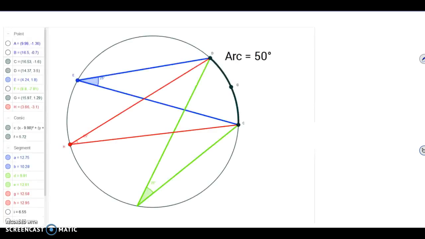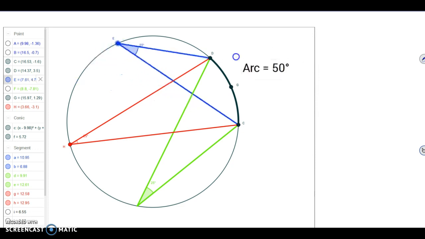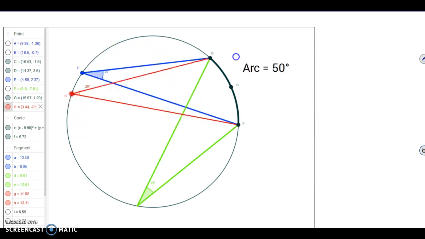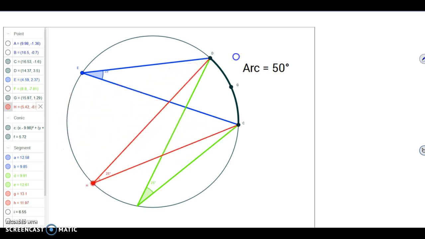Same idea here. Here's just a big drawing with a couple of inscribed angles intercepting the same arc, that's this 50 degrees here. It doesn't matter where we move those vertices, as long as the angle stays an inscribed angle. These three angles are always intercepting the same arc. Those three angles are going to be equal.